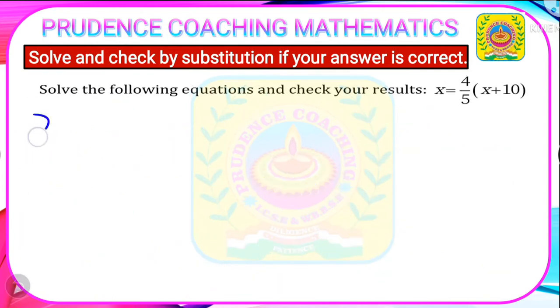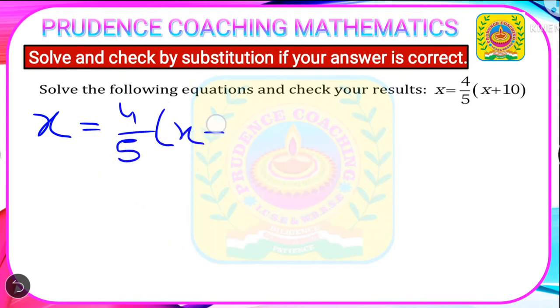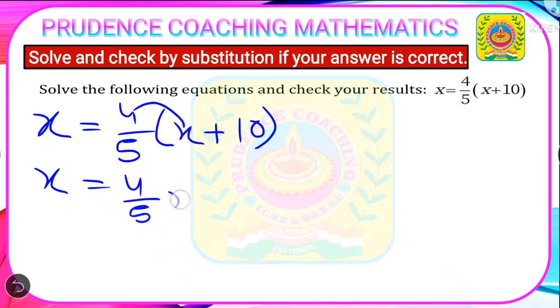We have x equals 4 by 5 into x plus 10. As I have said, if there is something in the bracket and we have a variable and a constant, then we need to solve that first. So you will get 4 by 5 into x as 4 by 5x, and 4 by 5 into 10, that is plus 4 by 5 into 10. We need to write like this.